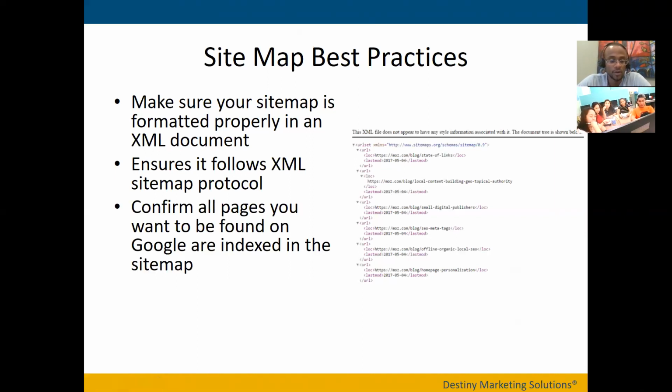Number 3, the third bullet point here: you want to confirm that all pages you want to be found on Google are indexed in a sitemap. What does that mean? Going back to the Interrupt Media example, where you might have a draft page that you might not necessarily want to be public to people on Google. Instead of creating that as a draft and adding it to your sitemap, you want to exclude it from your sitemap so that Google doesn't index that particular page.